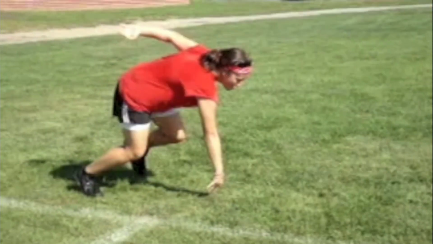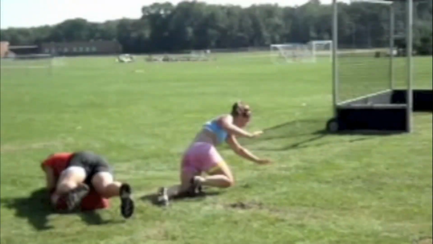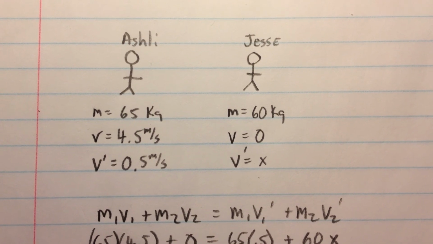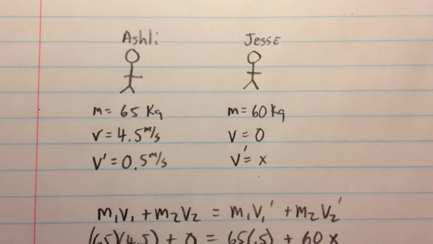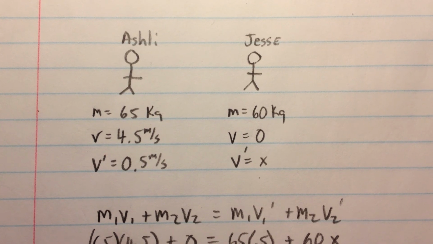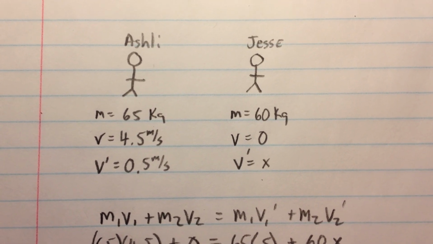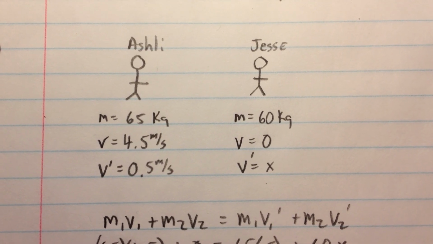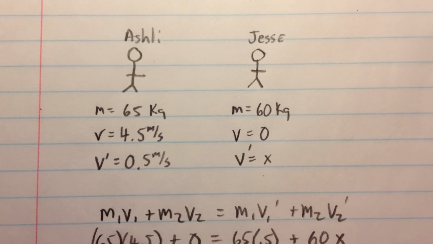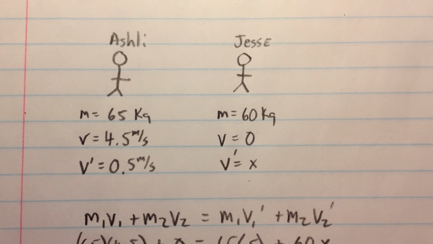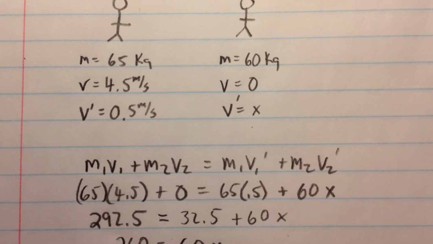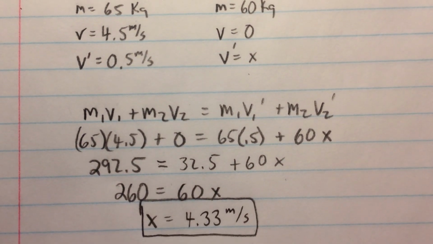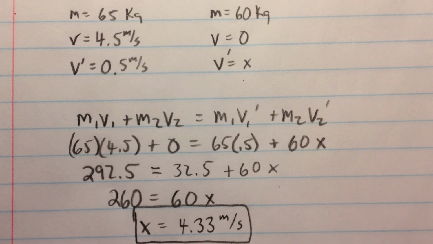Now let's see a collision between Ashley and Jesse. In this collision, Ashley runs at top speed toward Jesse, who is at rest. Ashley has a mass of 65 and a speed of 4.5 meters per second. After the collision, Ashley continues to move forward with the speed of 0.5 meters per second. We'd like to find Jesse's speed post-collision. We use our equation for momentum conservation, plugging in the appropriate values, and we get a speed of Jesse of 4.33 meters per second.